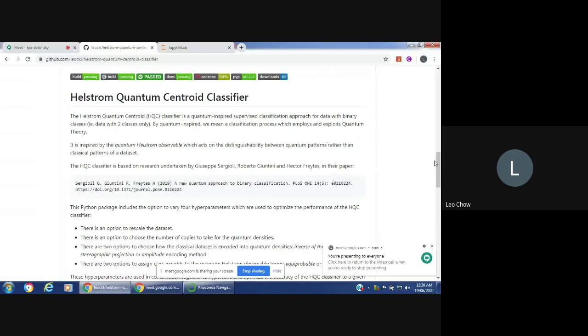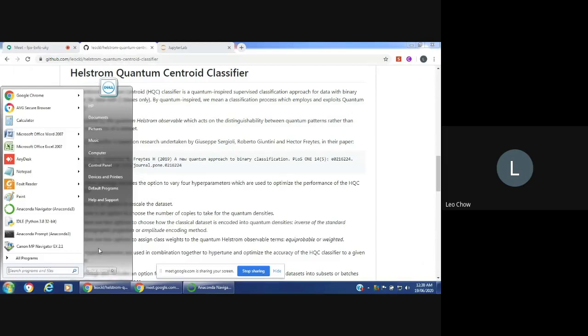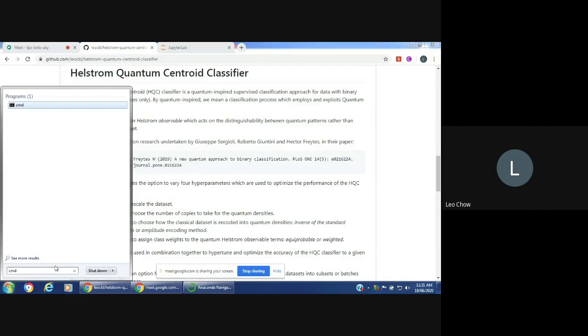So what I'll quickly do now is jump into how you would first install the package. If you have any machine learning people here, the first thing you usually do when you want to install a new package is go into your command prompt. So let's open up your command prompt window.